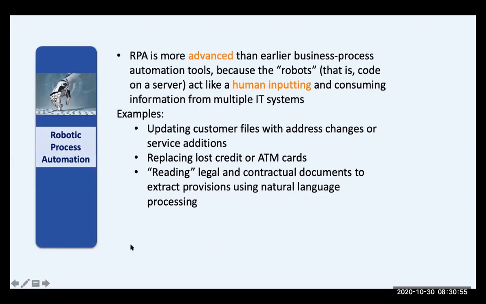The next is robotic process automation. I think many of you are already aware of that. This is more advanced than the earlier business process automation, because here robots help the businesses, and they act like a human inputting and consuming information from different sources. Examples here are updating customer files, like an address change or service addition, replacing a lost credit card, and reading legal documents, etc. So the only difference here is that the robots are doing all that work.